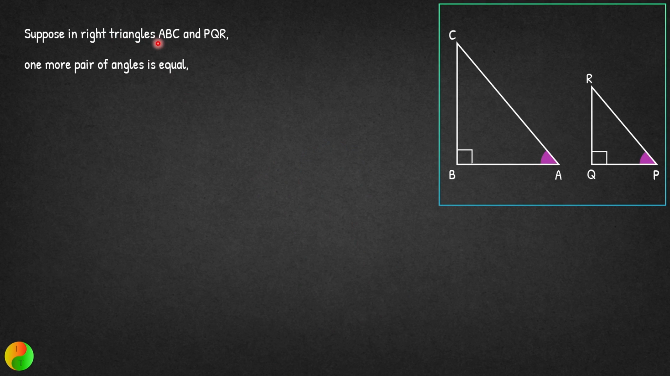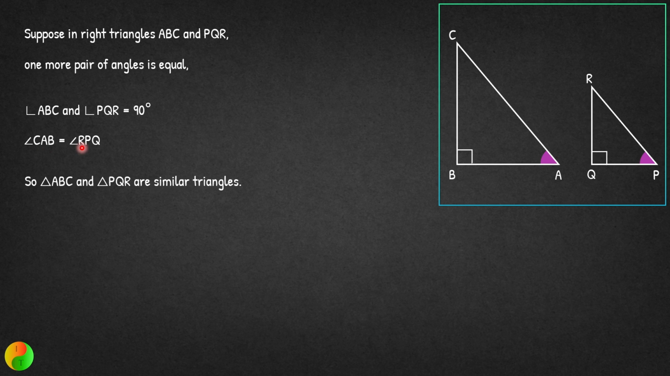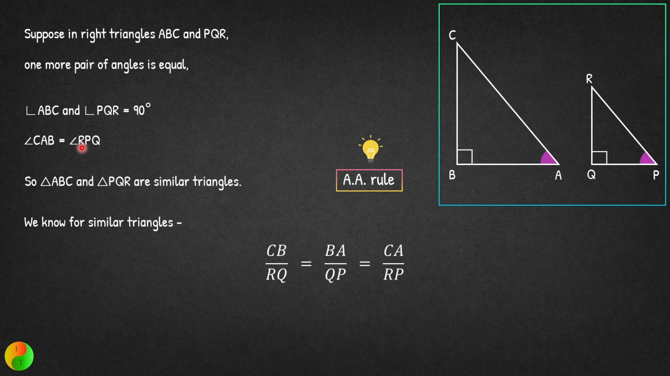Suppose in right triangles ABC and PQR, one more pair of angles is equal. So we know in triangles ABC and PQR, angle ABC and angle PQR are 90 degrees each. And according to our consideration, angle CAB and RPQ are also equal. So triangles ABC and PQR are similar triangles. The criterion we have used here is the AA rule of similarity. We know for similar triangles, the ratios of corresponding sides are equal to each other.